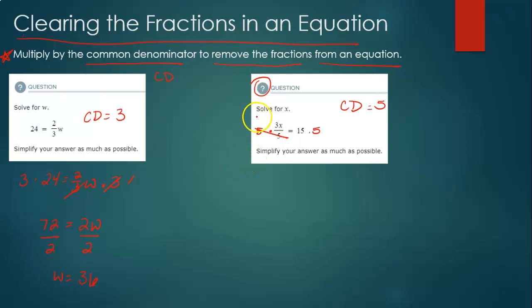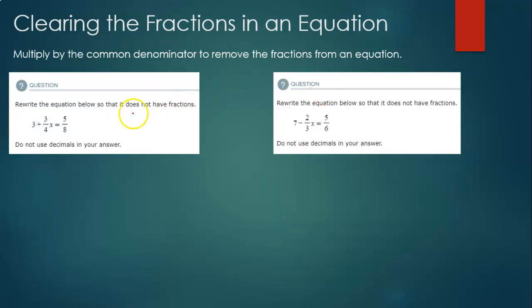You should have seen that 5 divided by 5 is 1, and so 1 times 3x is 3x. 15 times 5, I'm going to get my calculator out and do 15 times 5. That gives me 75. We're going to divide both sides by 3, and so x equals 25.